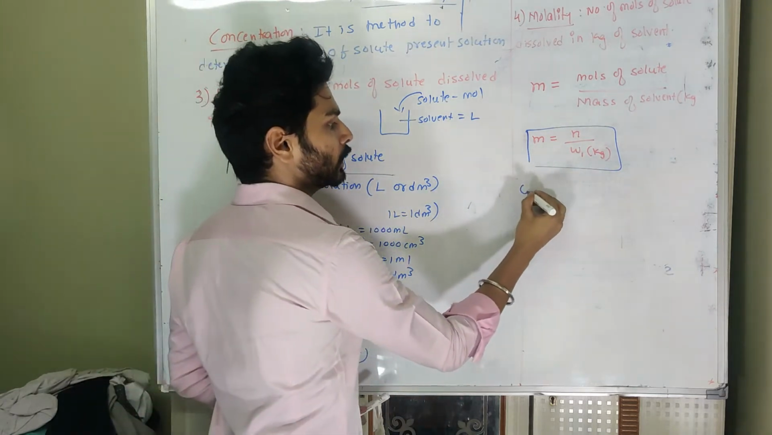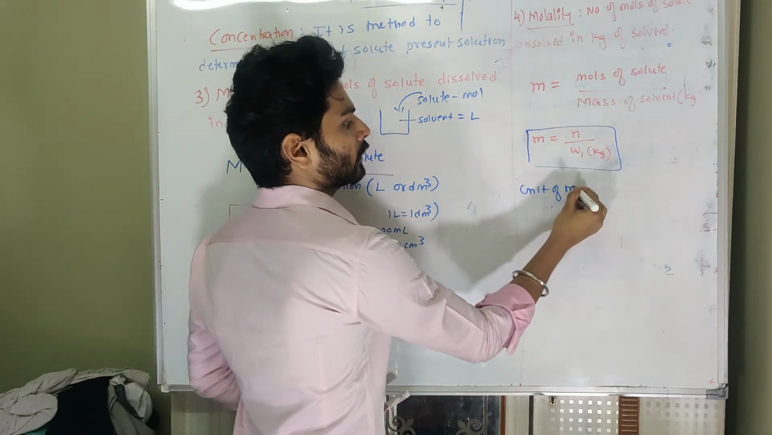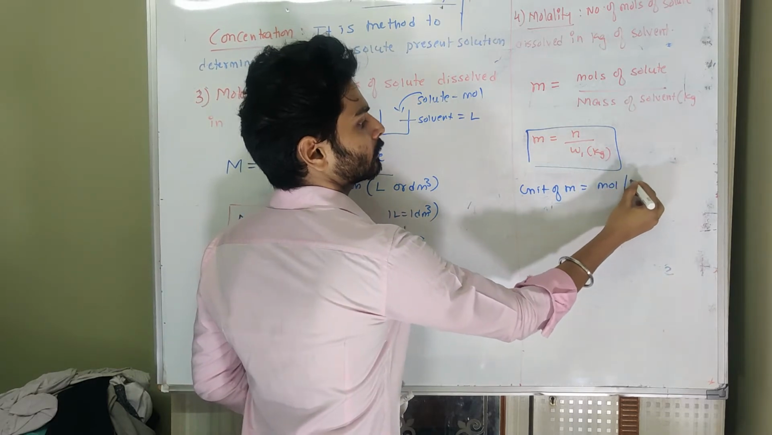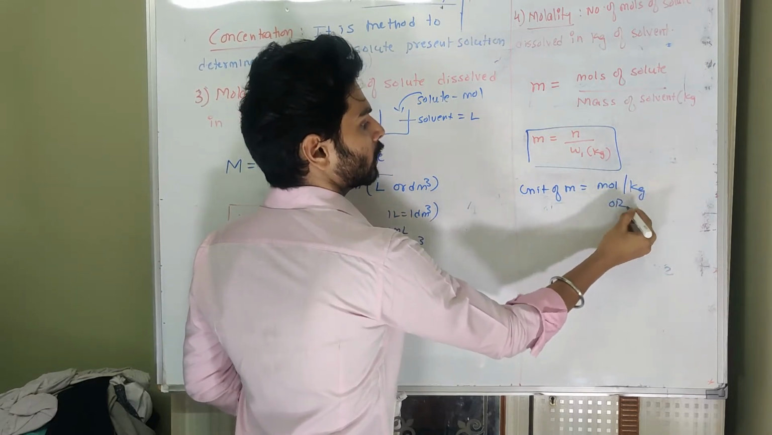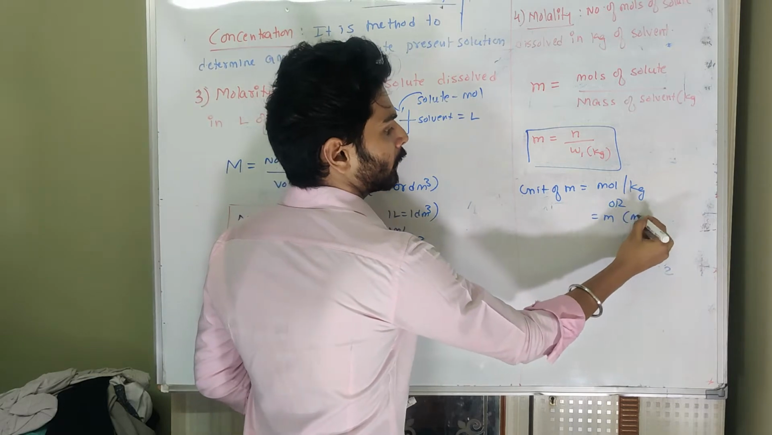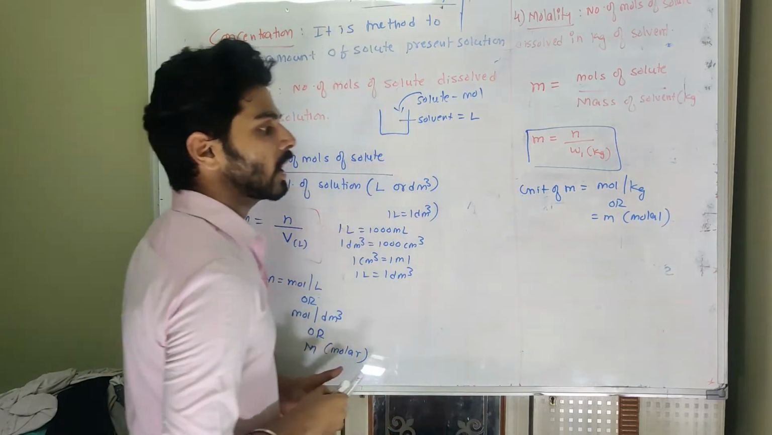Unit wise, if you see, the unit of molality is mole per kg, or simply write small letter m, but you have to pronounce it as molal.